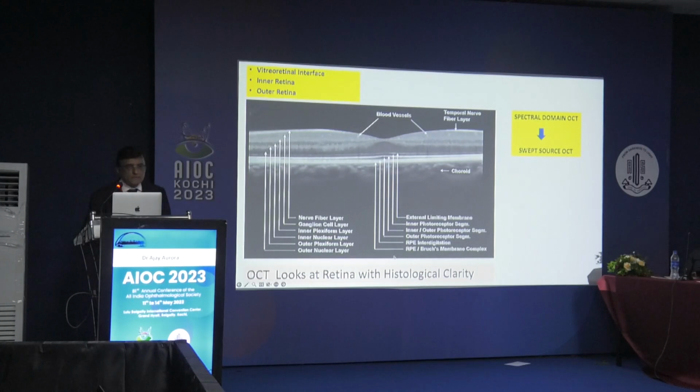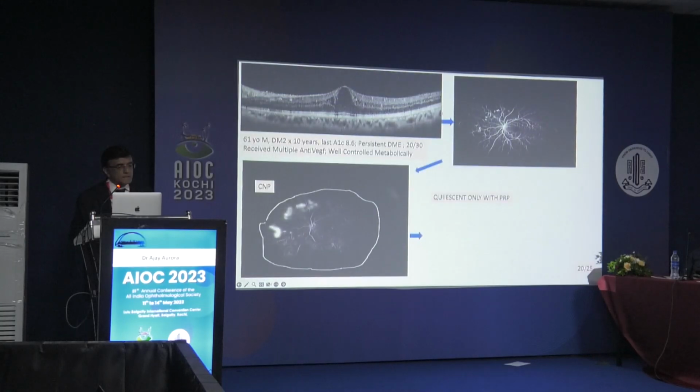Once the Stratus OCT came up, we were able to histologically identify all the 10 layers of the retina, and now we have swept source OCT. How does it help you? Some examples. Here is a 61-year-old male patient who had persistent diabetic macular edema despite multiple anti-VEGF injections, well controlled metabolically. But when we go ahead and do an angiogram, we realize the patient has multiple leaks. These are NVE, and there's a large area of capillary non-perfusion located peripherally.